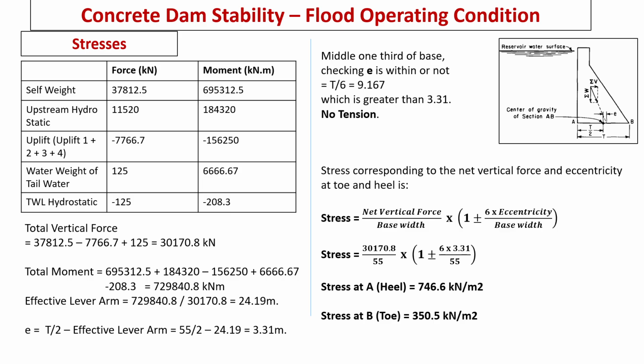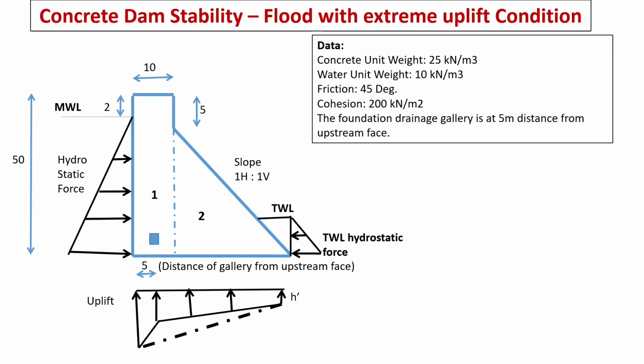Using stress calculation formula, we can find out stress at heel and toe. Here also, eccentricity is within middle 1/3 of base, so tension is not developed, which we can see from the values of stresses also. Now let us see one of the extreme cases, that is, during the flood condition, drainage holes are not working properly, that is, they are choked, so uplift is not reducing as per the plan. This we can see in the uplift drawing.